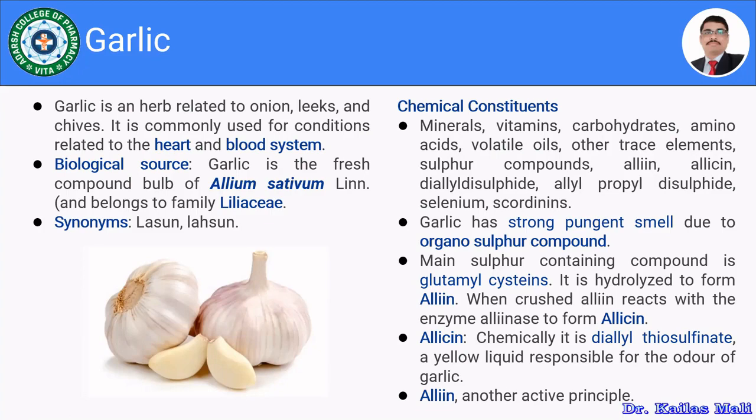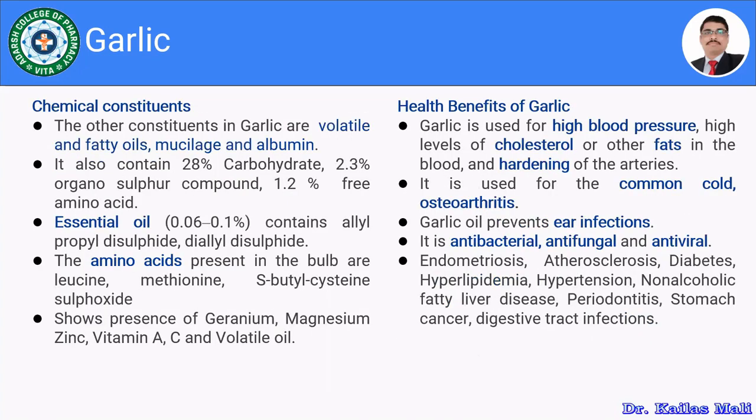So the main sulfur-containing compound present in garlic is glutamyl cysteine. It is hydrolyzed to form alliin. When we crush the garlic, the alliin reacts with alliinase and forms allicin. Allicin is chemically a diallyl thiosulfinate, a yellow liquid responsible for the odor of garlic. Then alliin is another active principle which is present in garlic.